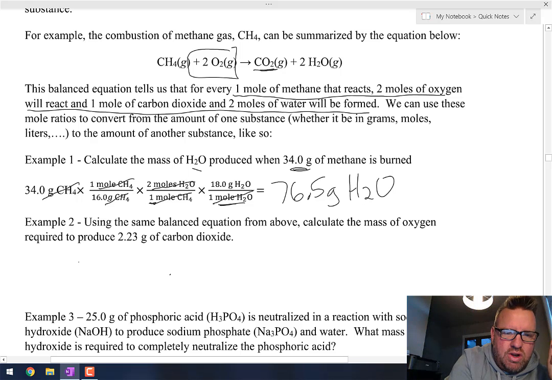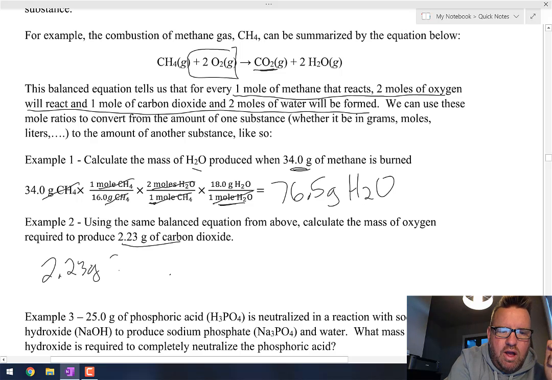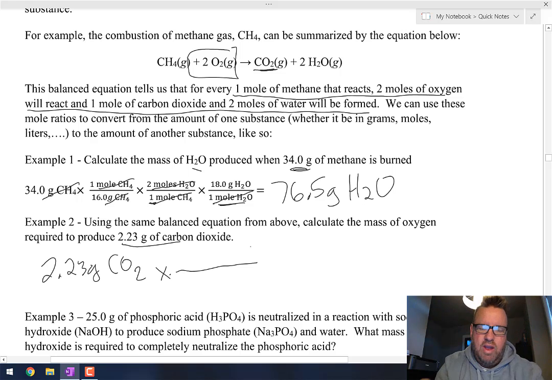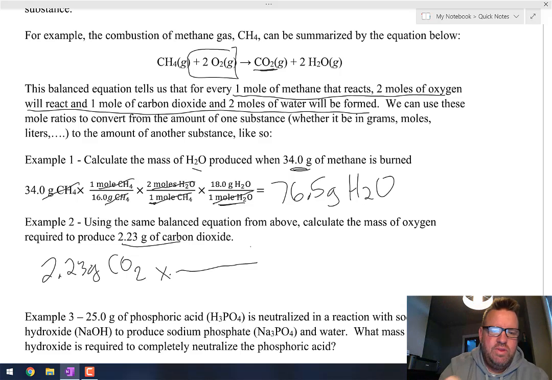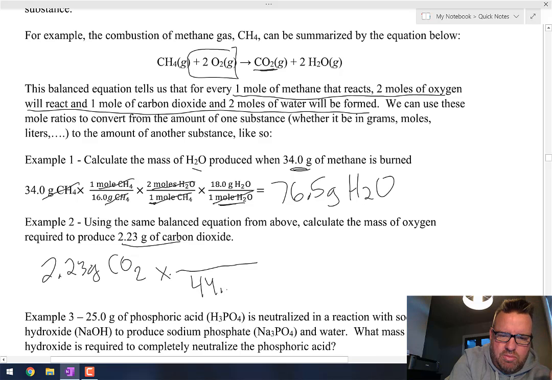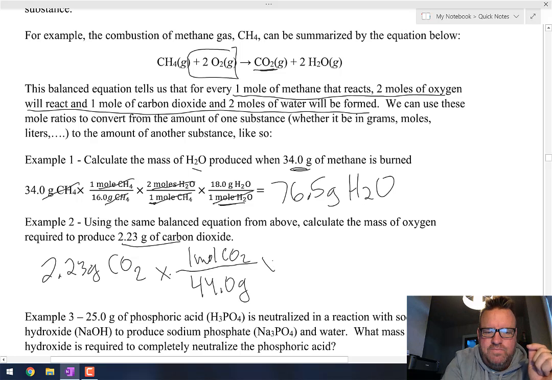Okay, so we're going to produce 2.23 grams of CO2. Then my first step, again, if I don't have moles, they might give me concentration and volume. They might give me pressure, volume, and temperature. In these first couple examples, we're starting with grams, and we have to convert always to moles. So the first thing I'm going to do is put the molar mass of CO2 on the bottom. There's 44 grams in 1 mole of CO2.